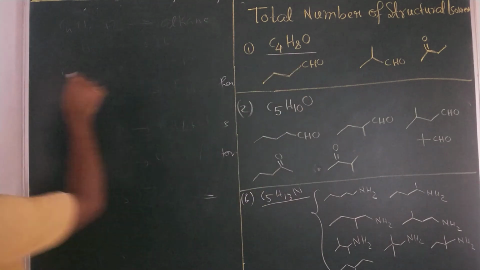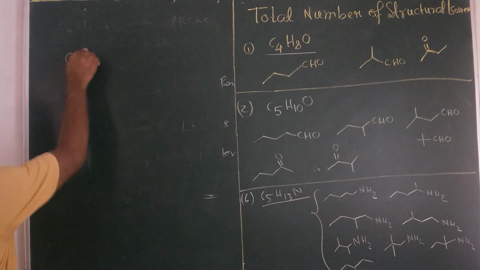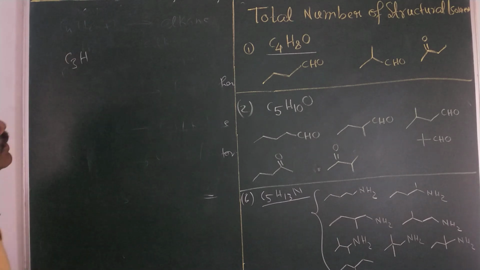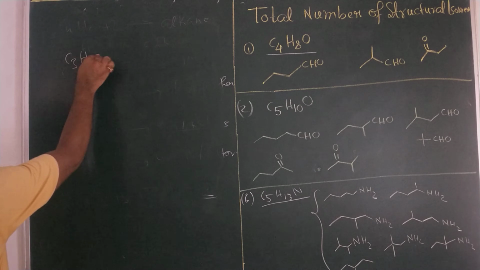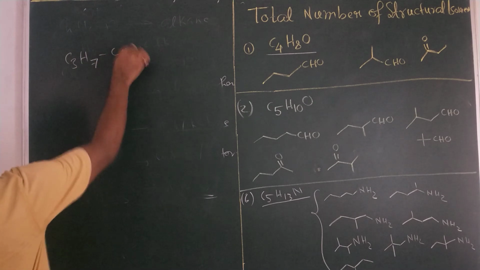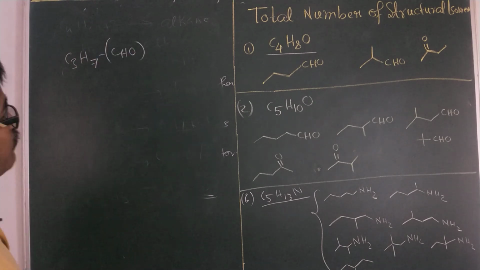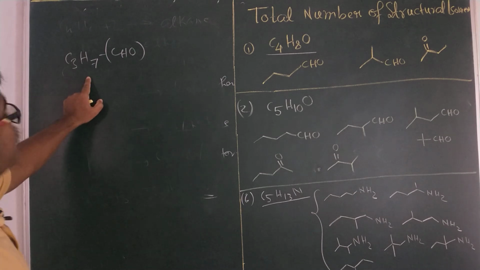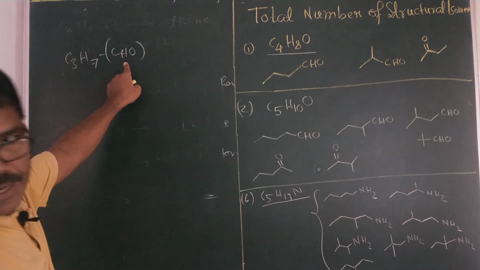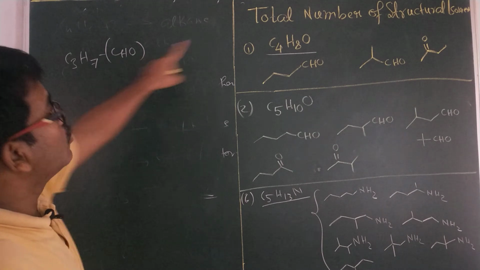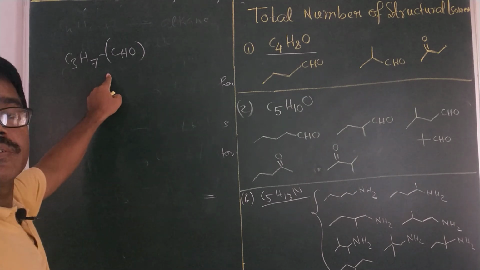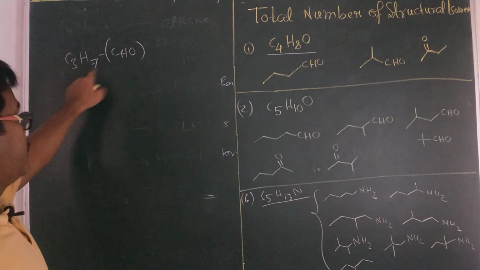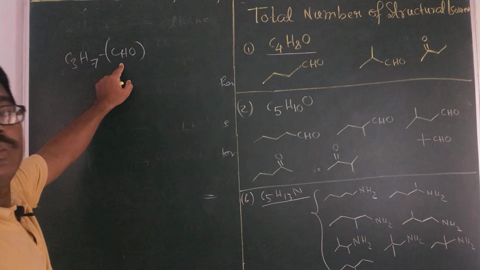I can write this like that: C3H7CHO. Check it. Total number of carbon is 4: 3 carbon, 1 carbon, 4 carbon. Total number of hydrogen is 8: 7 hydrogen, 1 hydrogen, 8. Total number of oxygen is 1. I can write this compound as C3H7CHO with an aldehyde group.